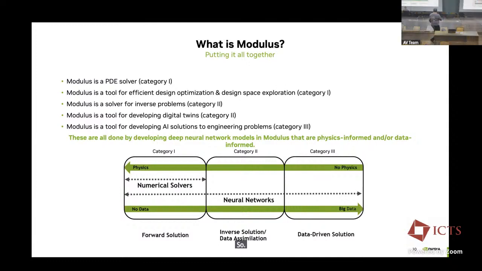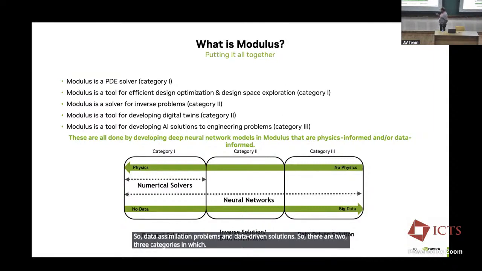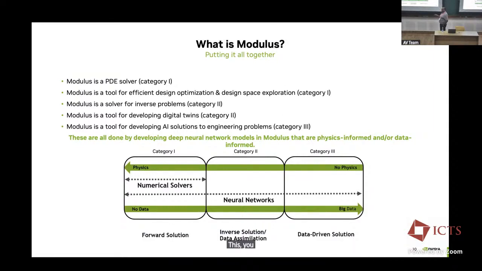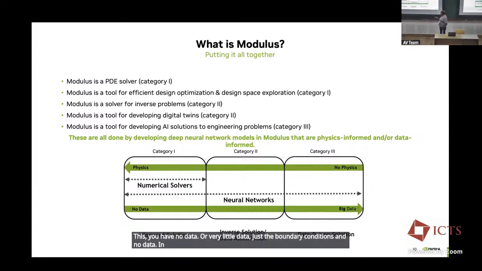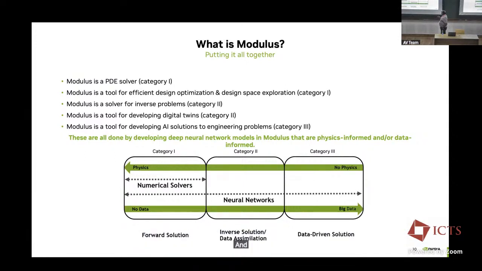So data assimilation problems and data driven solutions. There are two or three categories: in one you have no data or very little data, just the boundary conditions; in another there is some amount of data; and in this you have a lot of data, and basically you want to have completely data driven solutions.